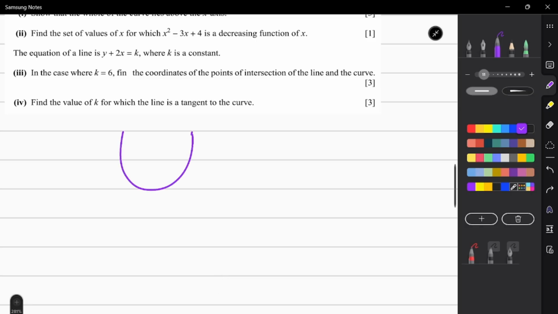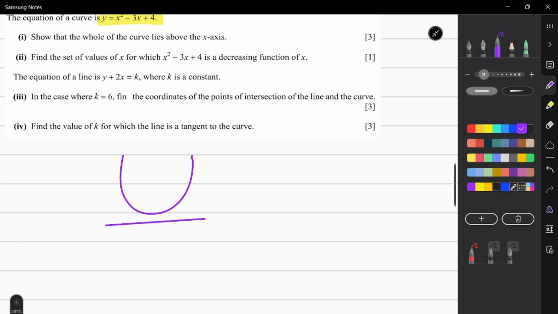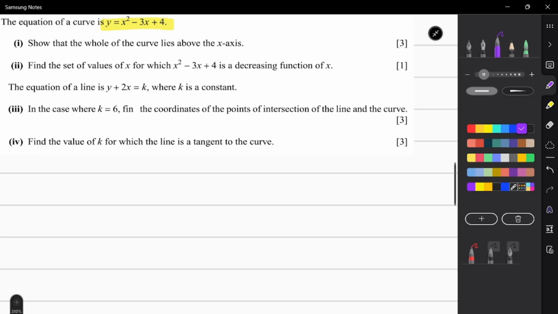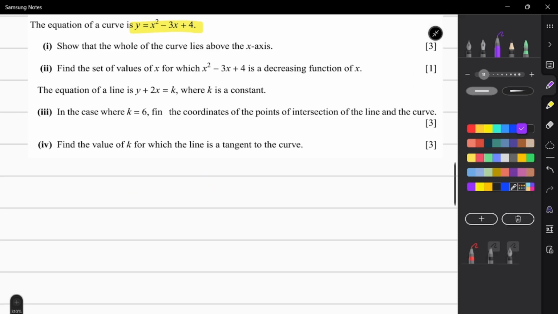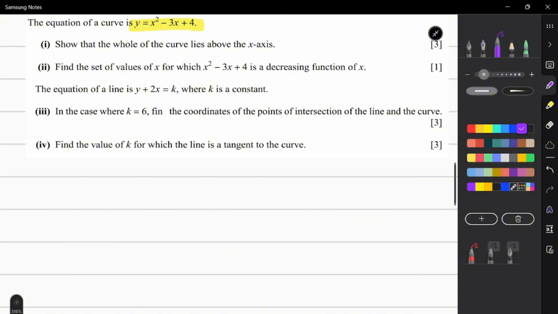If I were to visualize this, then I'd have something like this. It's not meeting, and the whole of the curve is above the x-axis. And another proof of this is that we have a minimum point over here, meaning that the parabola is upwards. It is a smiley face, it's not a sad face. That's another proof, but we're going to be using the proof that the discriminant is less than 0.